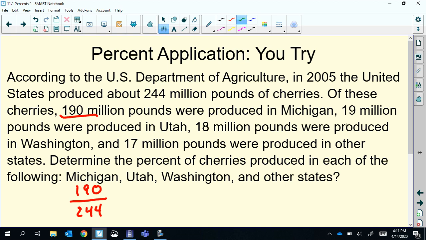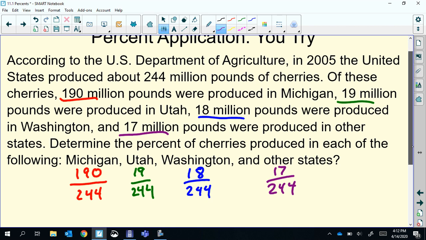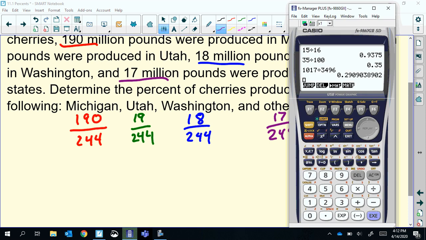Utah is 19 out of the total of 244. Washington is 18 out of 244. And finally, we've got other states, 17 million pounds out of 244. So for each of these, we want the percentage, which means we're going to divide and then move the decimal 2 spots.